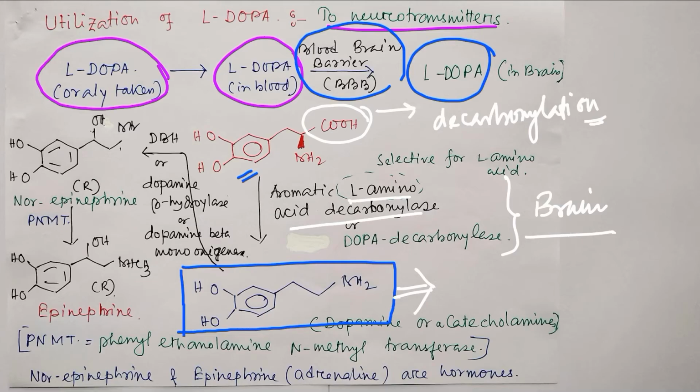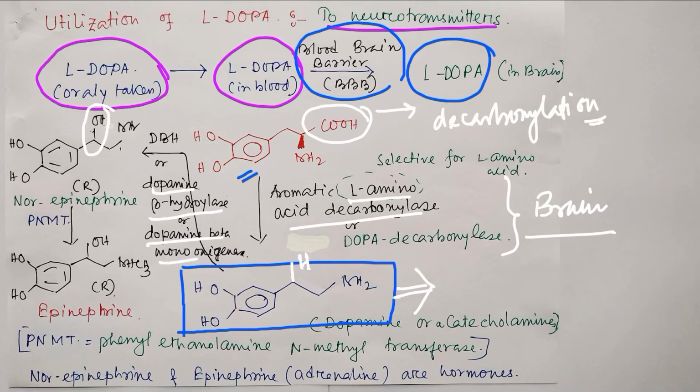Now what happens to this dopamine? Dopamine can be further modified into other neurotransmitters. See, at this position there was one hydrogen, and this is converted into a hydroxyl group. So this is actually an oxidation, and this is done by DBH, or dopamine beta hydroxylase, or dopamine beta monooxygenase. By the way, I know remembering such names is difficult.